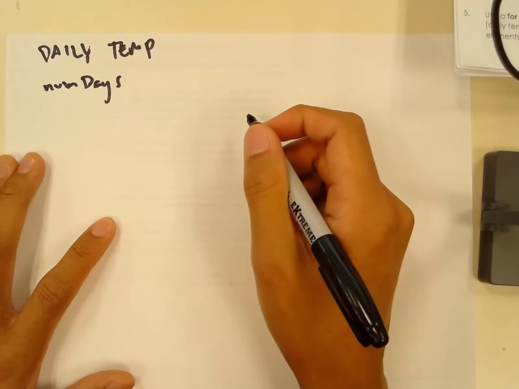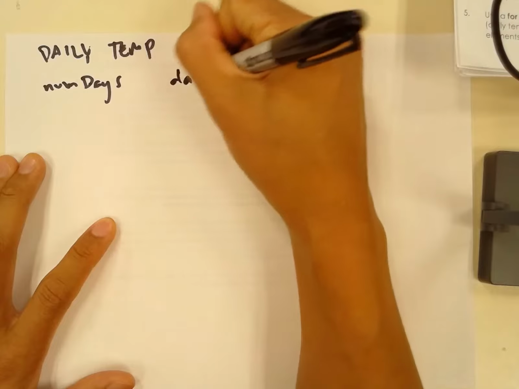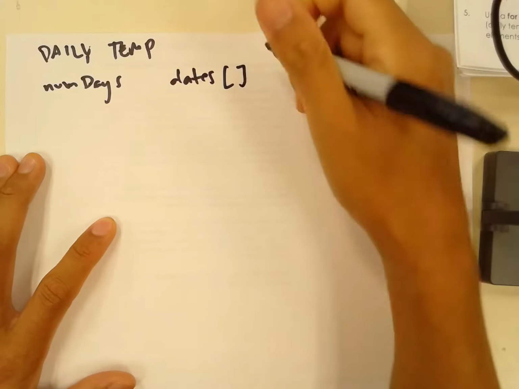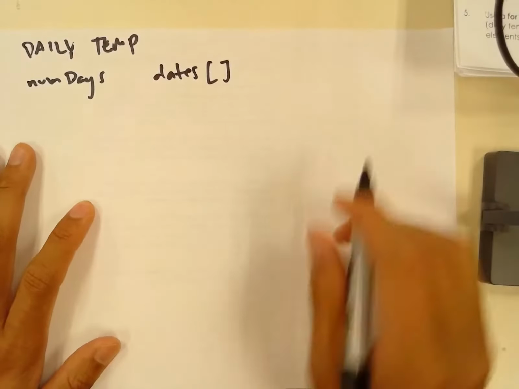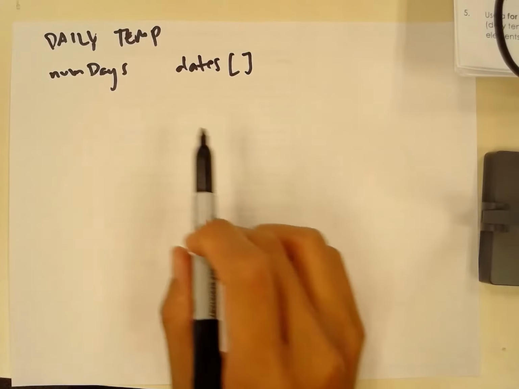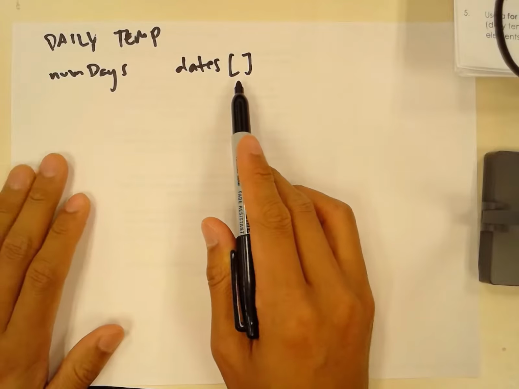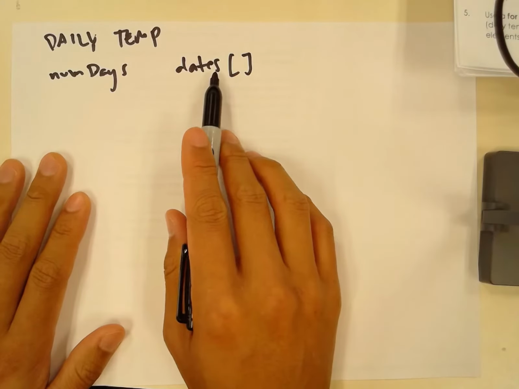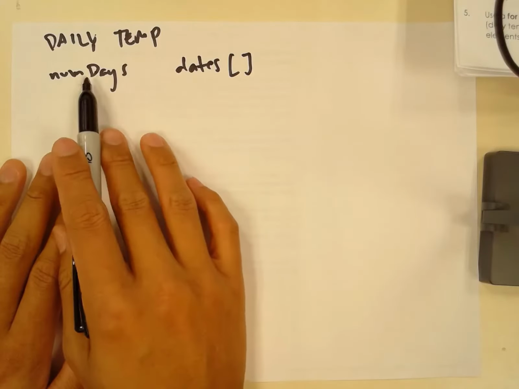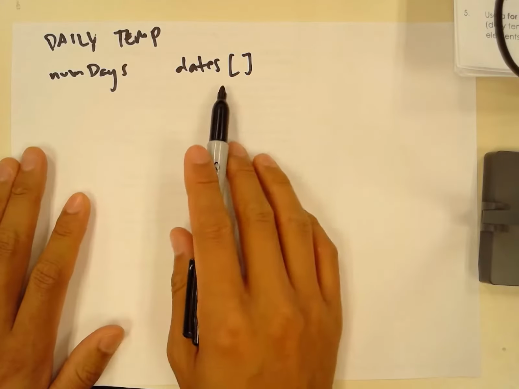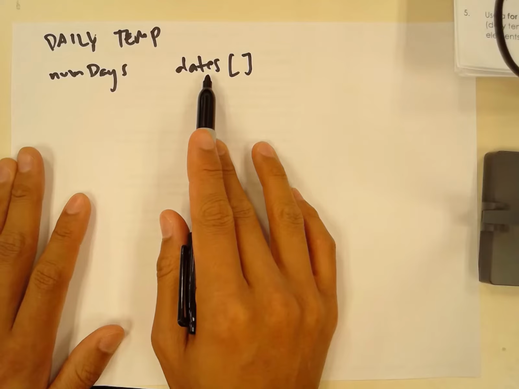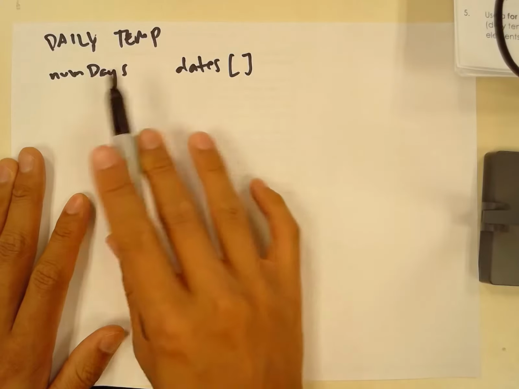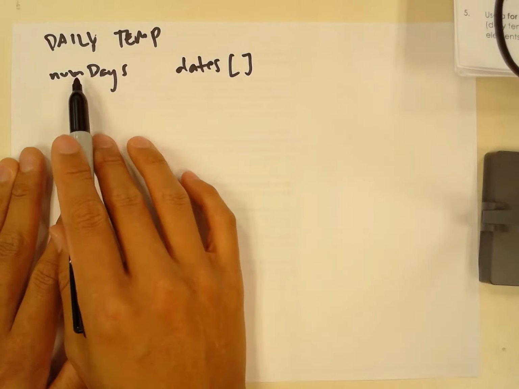And then we have an array called dates. And so you can see in part 2 that the dates array should be made of num days number of elements. So if they entered in 30 for num days, then when you create the dates array, you're going to create that array with 30 elements in it, or num days elements in it.